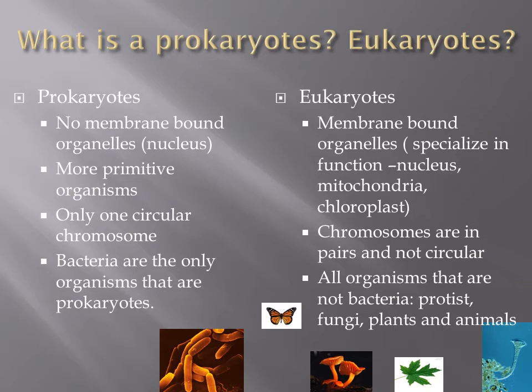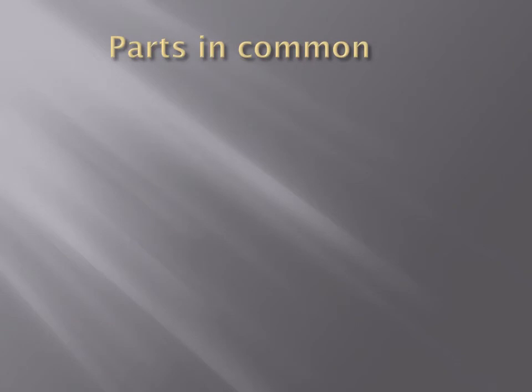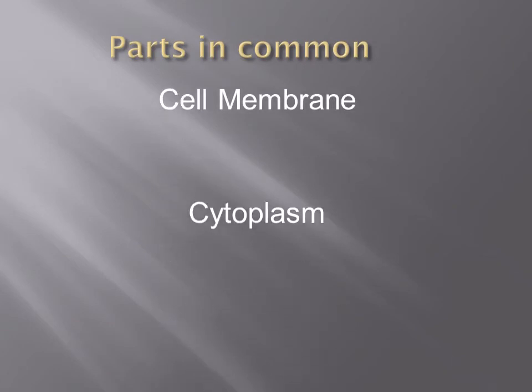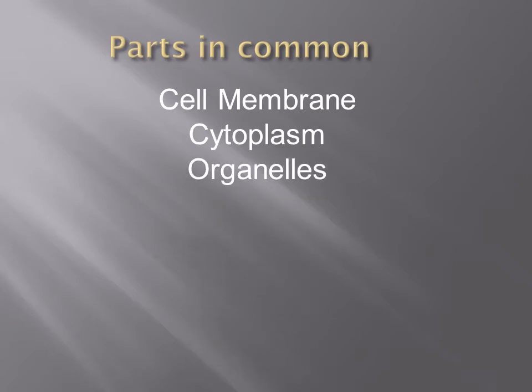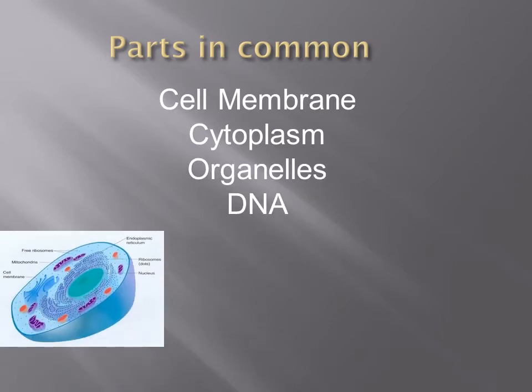The eukaryotic cells have membrane-bound organelles. Chromosomes are in pairs and not circular. All the organisms that are not bacteria, like protists, fungi, plants, and animals, are eukaryotes. Parts in common in both prokaryotic cells and eukaryotic cells are cell membrane, cytoplasm, organelles, and DNA.